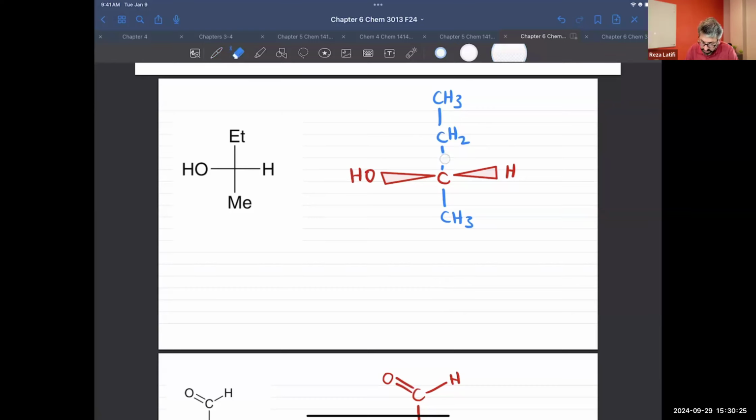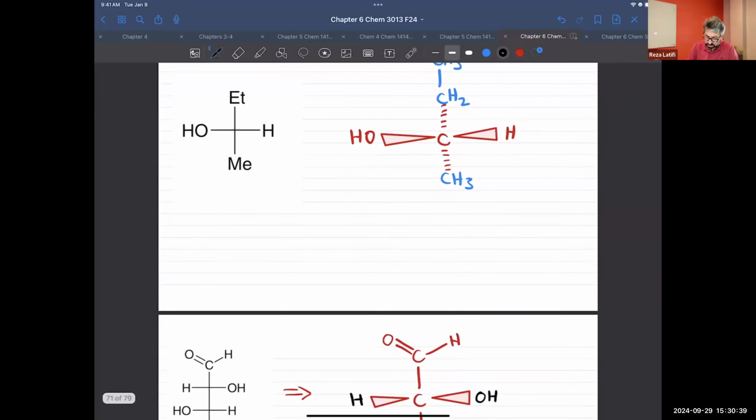So I can simply erase those and show them by dash lines just to say that they are back of the molecule. But for easiness, most of the time you will see people simply drawing it like a cross. We have methyl down here, and this is ethyl, and now we have hydrogen and OH there. I'm going to show that hydrogen and OH are pointing to us, so I'm going to give them wedges. Now we'll fill in those to show that those two are facing to us.